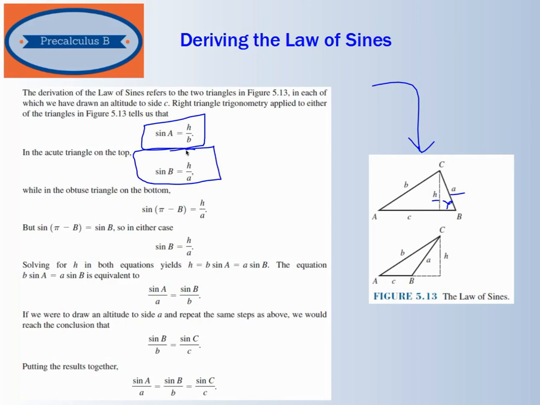In the obtuse triangle, when we want to get the sine of angle B, we just want to use this little angle here, which is just going to be pi minus B, or 180 minus B. When we deal with sine or cosine, we're always talking in terms of radians. That's why we do pi minus B. And that would give us that smaller angle, which would give us h over a. But we also know that sine of pi minus B is just sine B. We learned that in a previous lesson, meaning that sine of pi minus B is h over a, or sine of B is also h over a. So notice we got the same thing for both triangles. In both cases, sine of A is h over b, and sine of B is h over a.